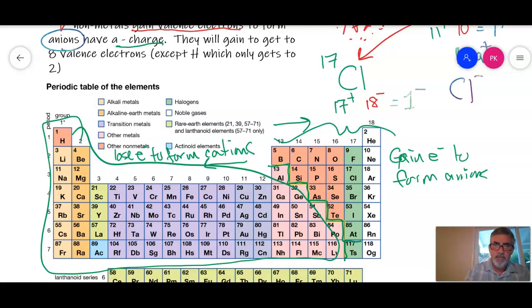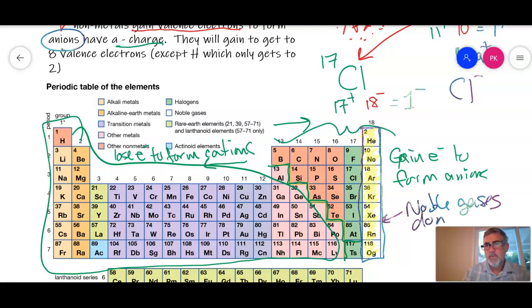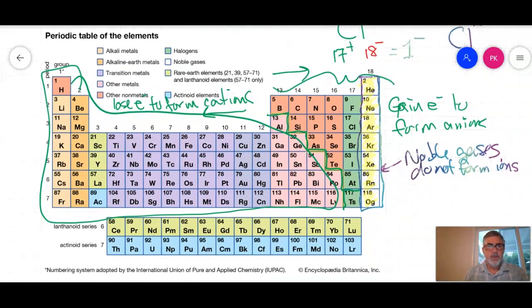The exception is these noble gases at the very end here. Their valence electrons are full, so they won't lose or gain anything. So the noble gases don't form ions. Those are the exception to the rule.